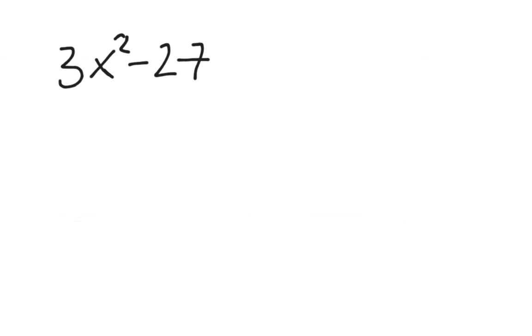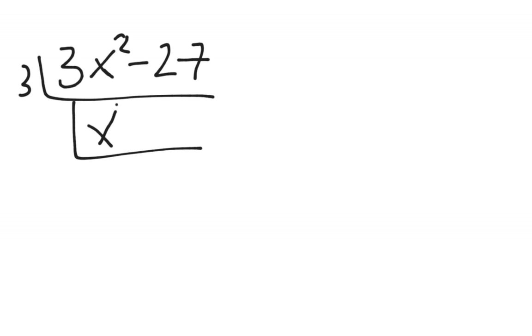Here's another example. I have 3x squared minus 27. On the surface, this doesn't look like a difference of squares question because 3x squared is not a perfect square. However, I can factor out the common factor of 3. So this becomes 3 times x squared minus 9. X squared minus 9 is definitely a difference of squares. X squared is x times x, and 9 is 3 times 3.